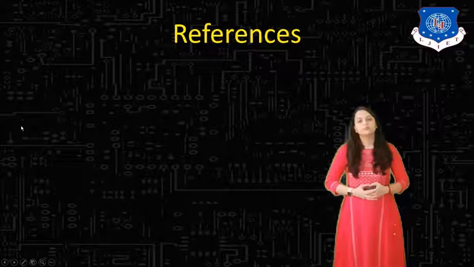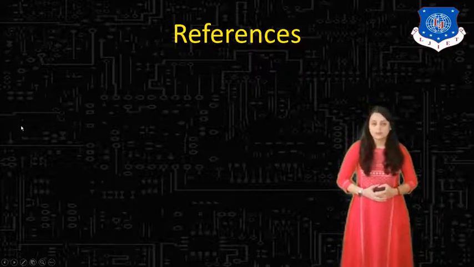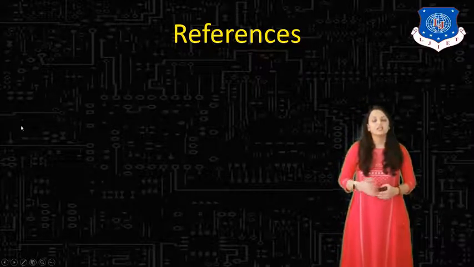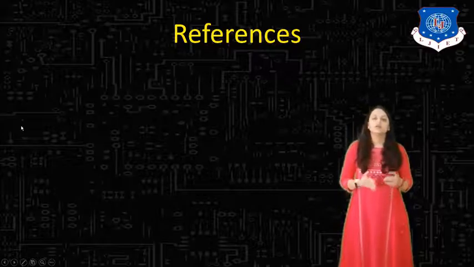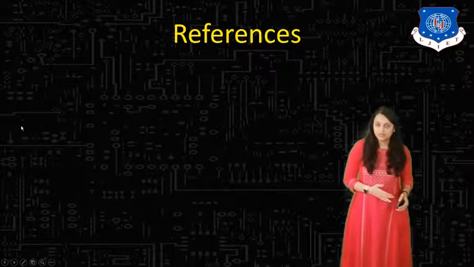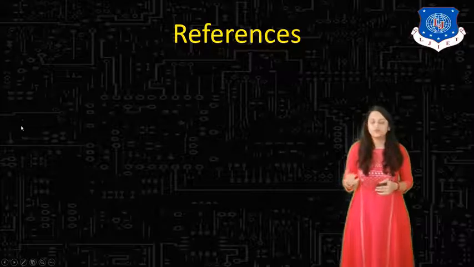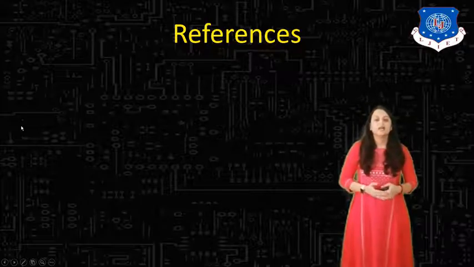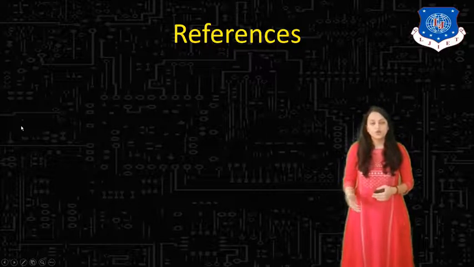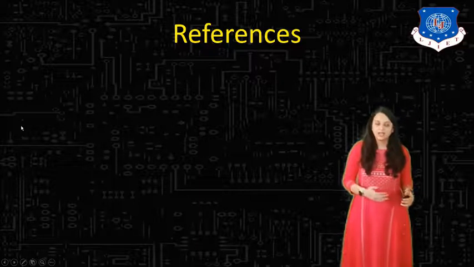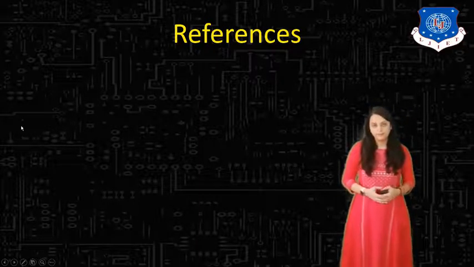I hope that the Wien bridge circuit and Wien bridge oscillator concept is clear to you now. We have seen the basic Wien bridge circuit. We have derived the formula of feedback factor for that and the output frequency, which is 1/2 pi RC. Then we have seen the Wien bridge oscillator using BJT, then using FET, and then using op-amp.